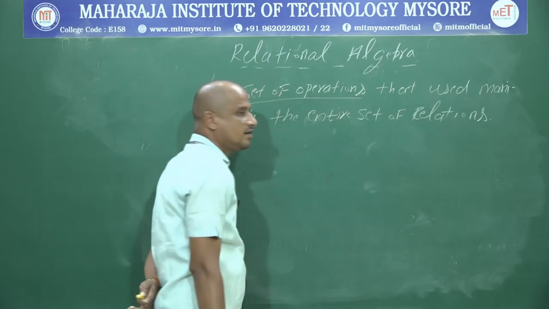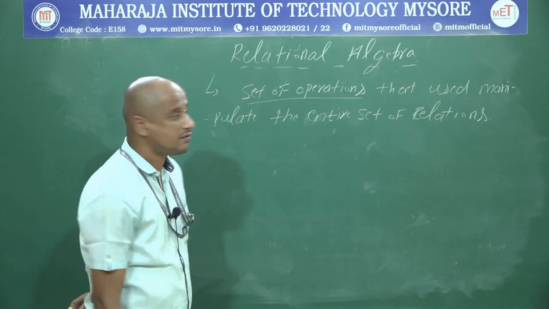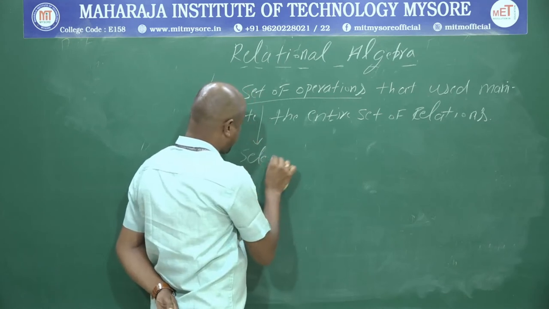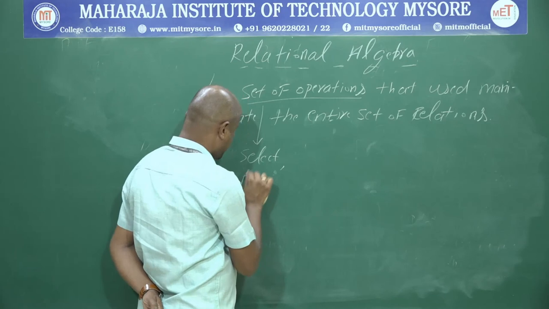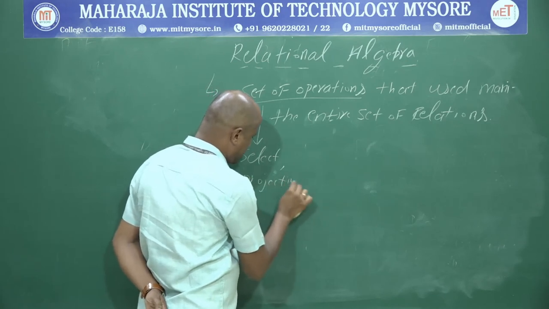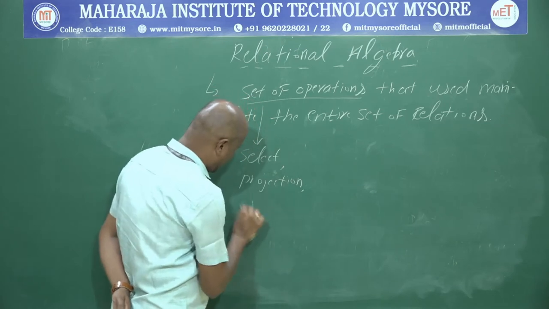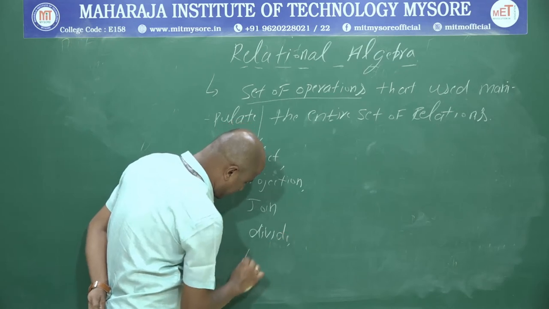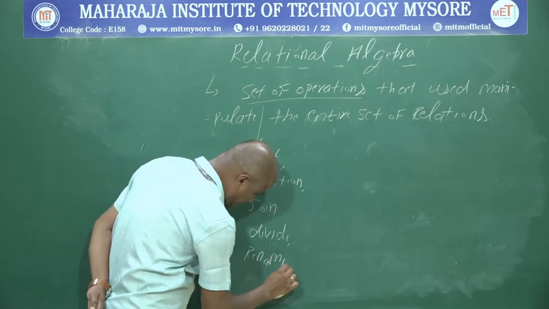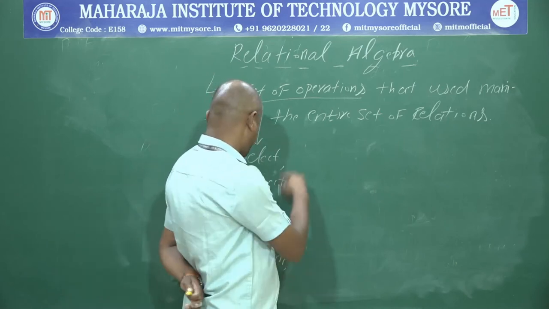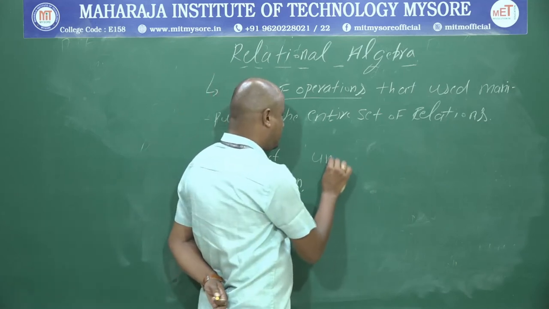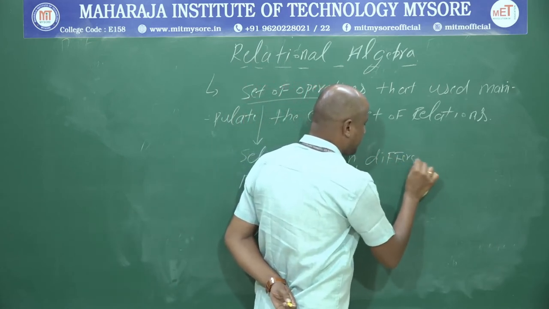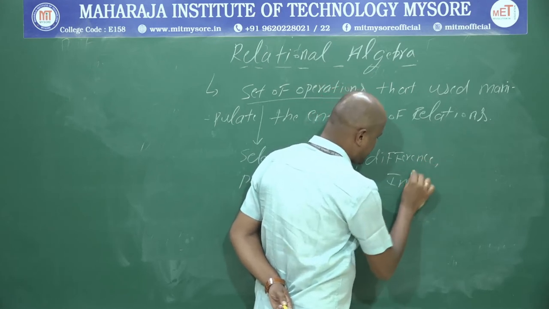What is the set of operations? So here the set of operations is select, then projection, to retrieve, we go for projection. Join, divide, rename. Select, projection, join, divide, rename, union, difference, intersect.